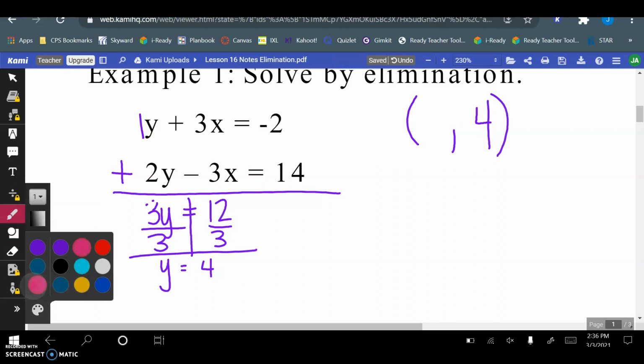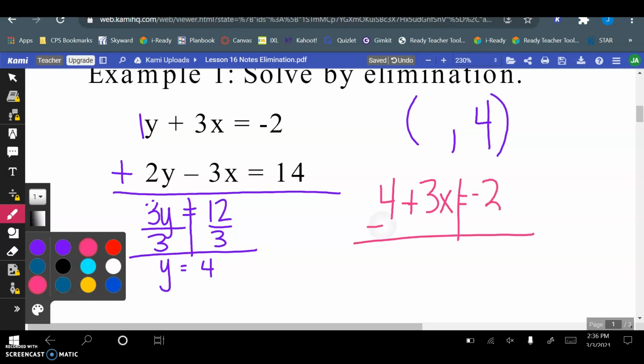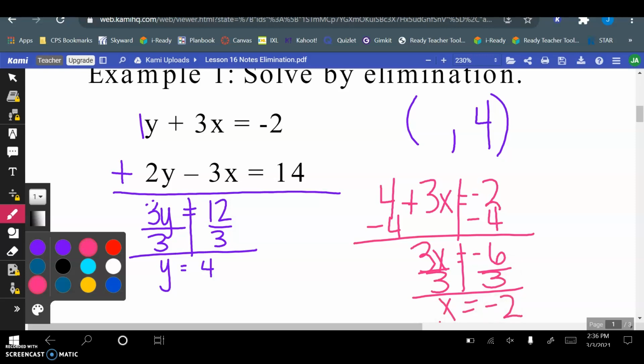And then I'm going to take that 4 and plug it back into one of the originals, just like we do in substitution. So I'm going to pick the top one. My y is a 4. And then I have to solve this. So I'm going to minus 4 from both sides. So I have 3x, negative 2 minus 4 would be negative 6. And I'm going to divide both sides by 3. Negative 6 divided by 3 is negative 2. So our x value is negative 2, and we have our answer.